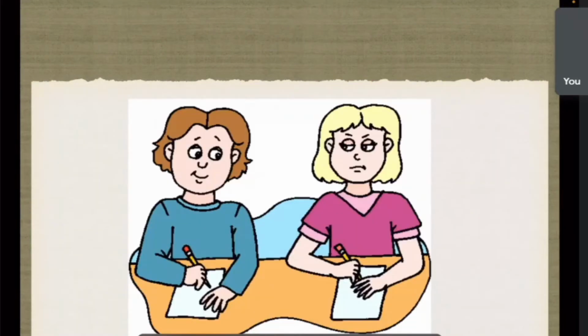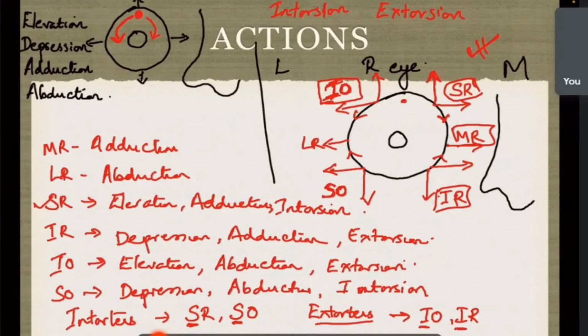What is this person doing? This student is copying from this female. So which muscle is he using? You are looking downwards and laterally, your depression and abduction. Which muscle is used here? Superior oblique. Superior oblique is depression and abduction.